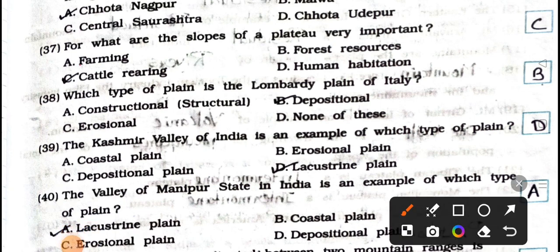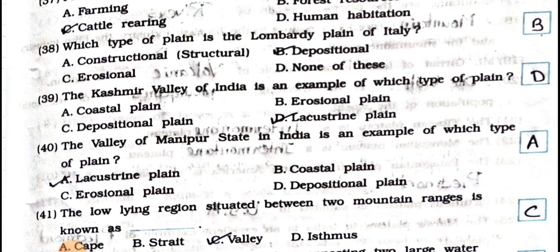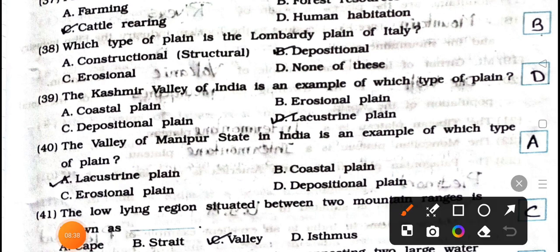Number 37. For what are the slopes of a plateau very important? A. Farming. B. Forest resource. C. Cattle rearing. And D. Human habitation. Answer is option C, Cattle rearing.